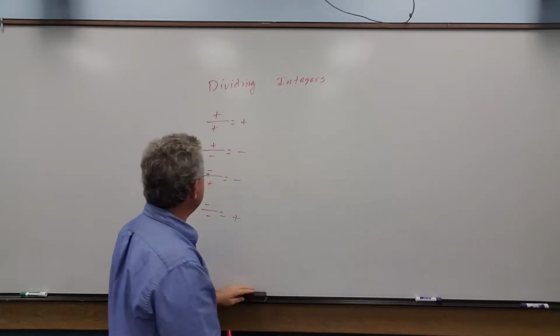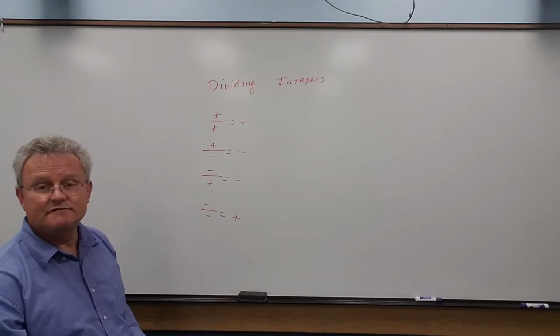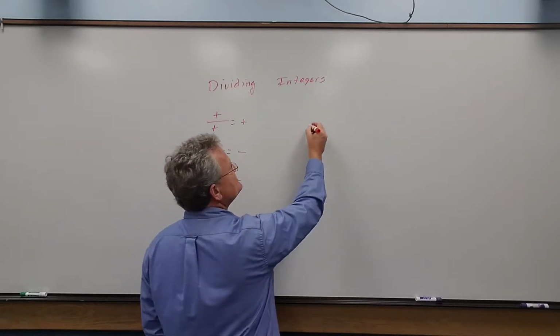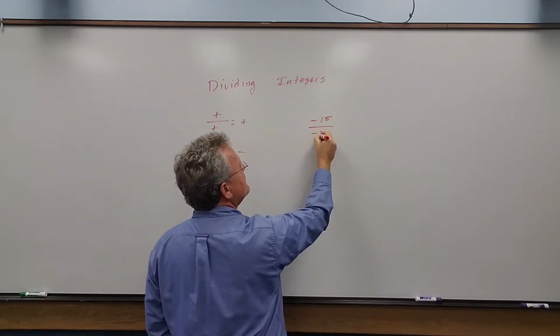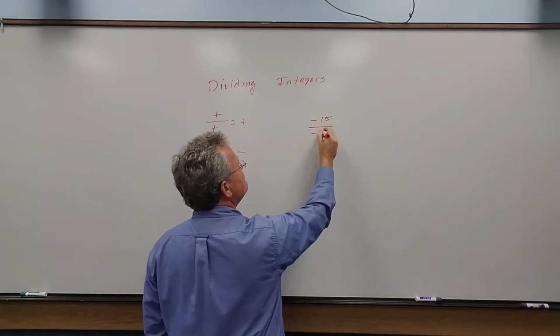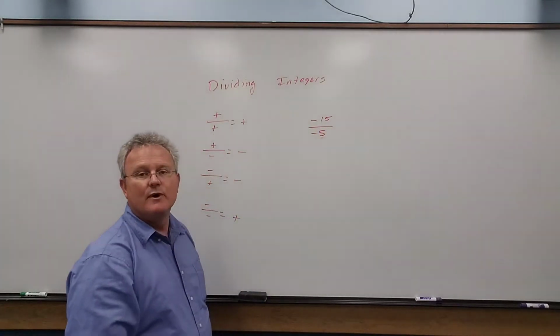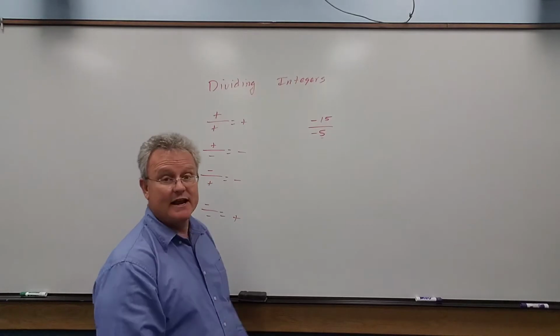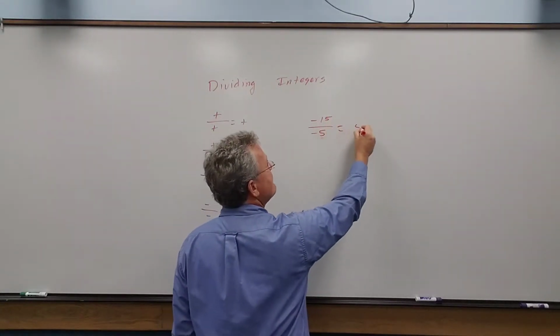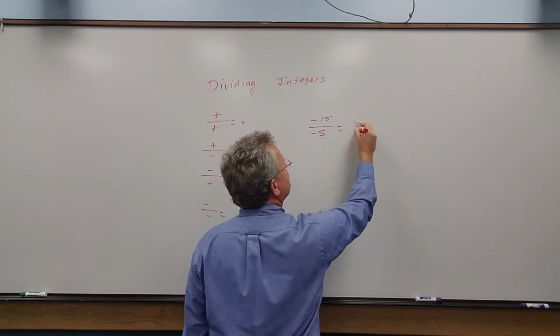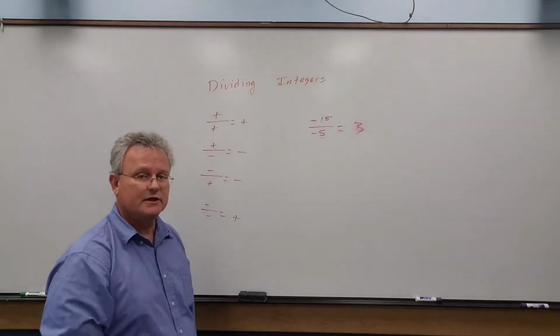Let's look at two negatives divided. Well, let's say we have negative 15 divided by negative, let's do negative 5. Well, a negative divided by a negative is a positive. 15 divided by 5 is 3. So the answer is positive 3.